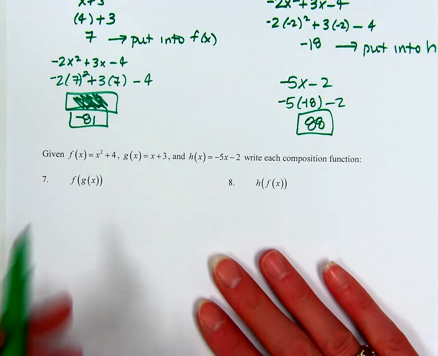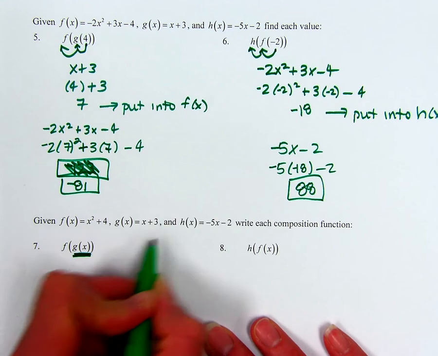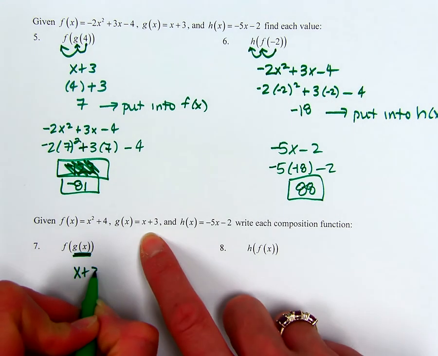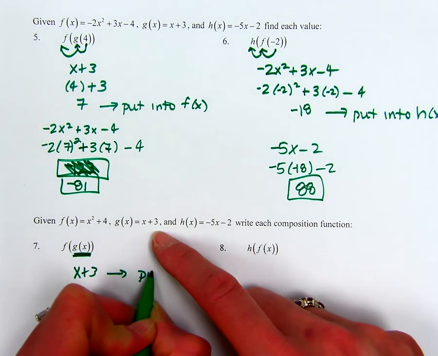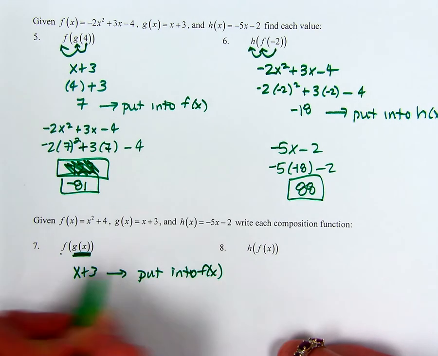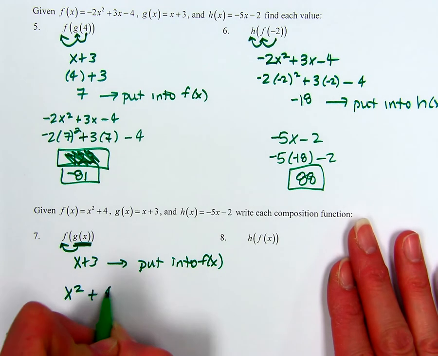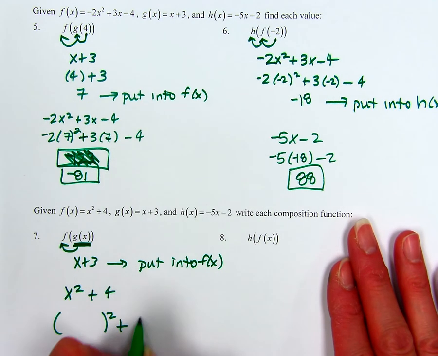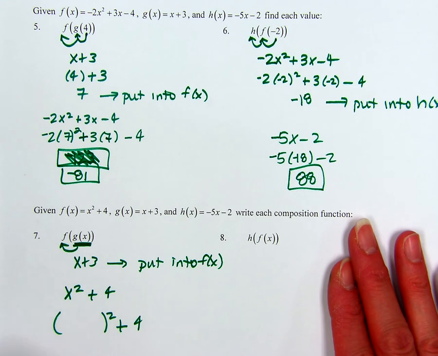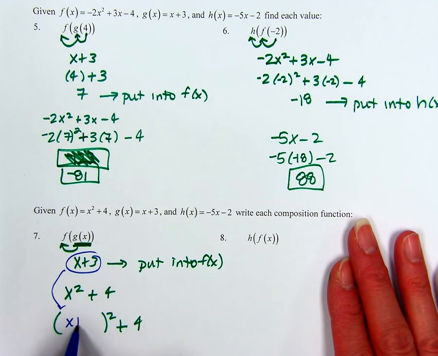This time you're doing f of g of x. So start with g of x. G of x says x plus 3. Where do they want us to put this into? Put it into equation f. Okay, so what does equation f say? It says x squared plus 4. But they don't want us to use x. They want us to replace x with this quantity, x plus 3.